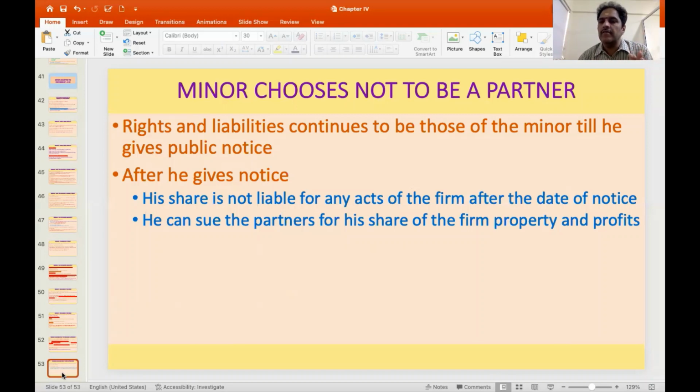In case of an unregistered firm, anyhow, they are not registered, so you don't have to intimate the registrar. However, you have to give a notice in the official gazette. Then you have to give a notice in a vernacular newspaper operating in the district where the place of business of the firm is located. So only when this kind of a notice is given will the requirements of public notice be fulfilled.